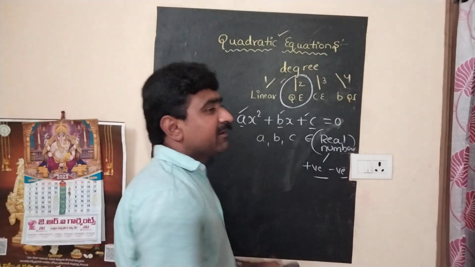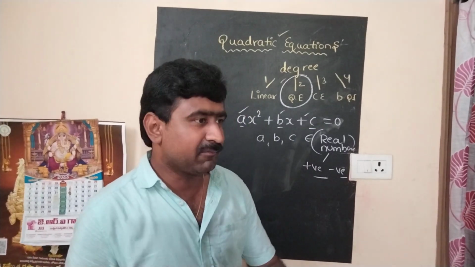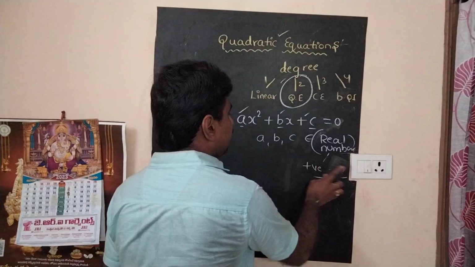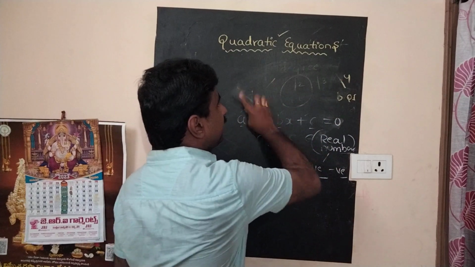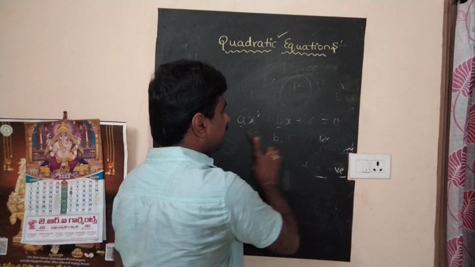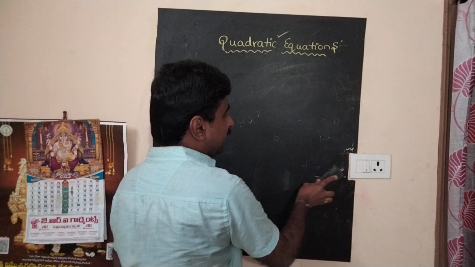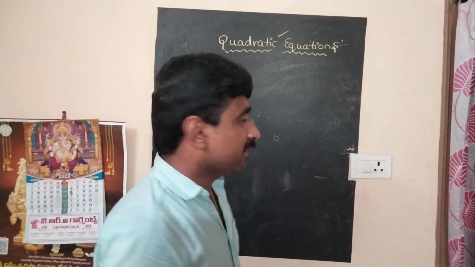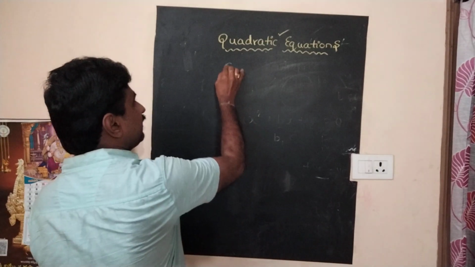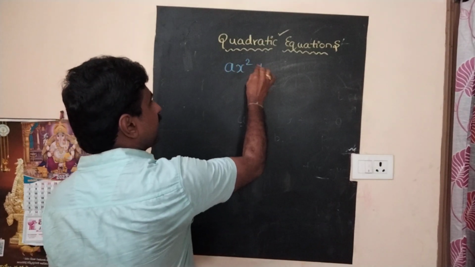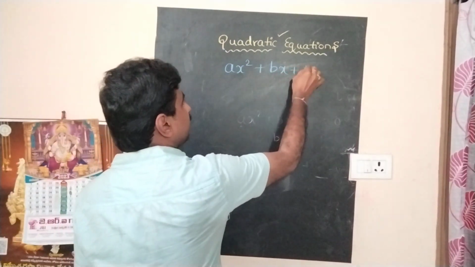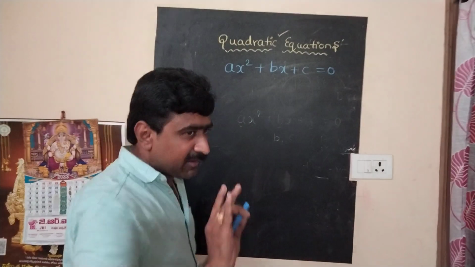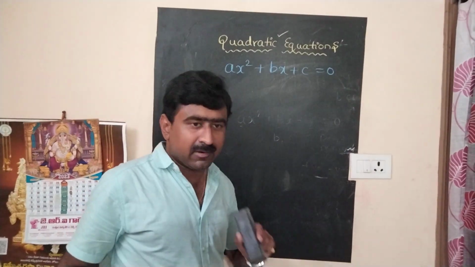So this is the basic introduction about the quadratic equation. Right now the next topic is how to find the discriminant for a quadratic equation. How to find the discriminant for a quadratic equation is a very important concept. As we know, the general structure ax square plus bx plus c equal to 0 is the general structure of a quadratic equation.